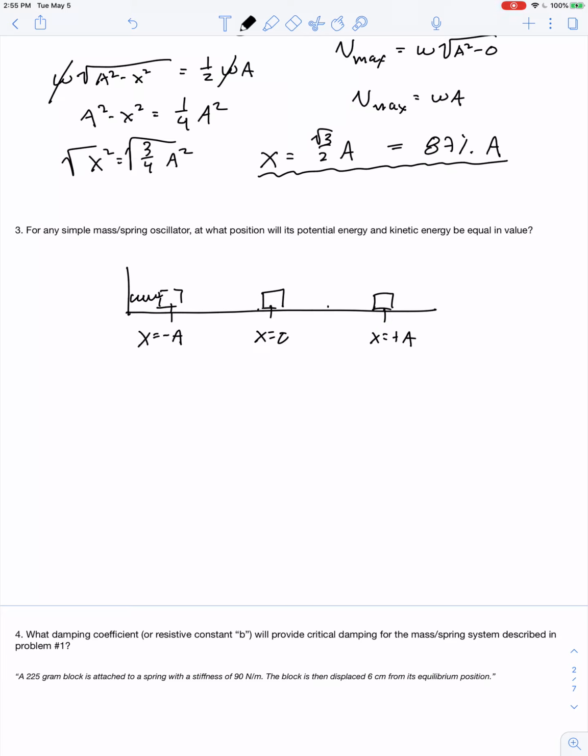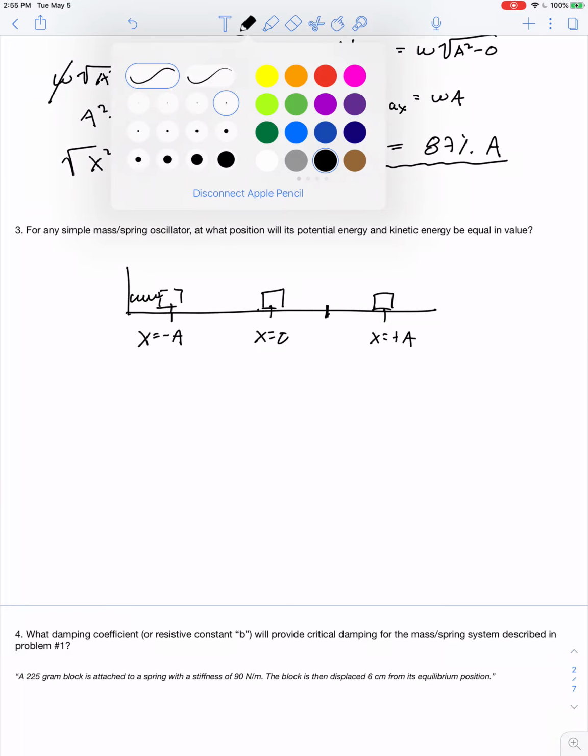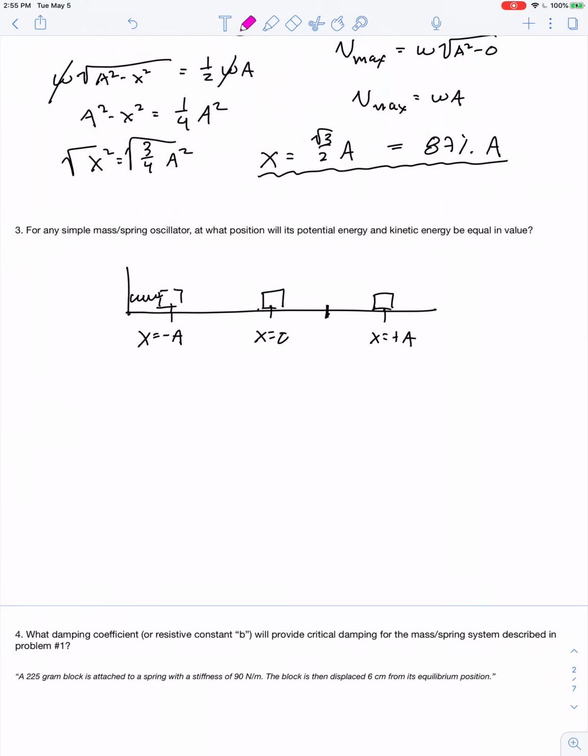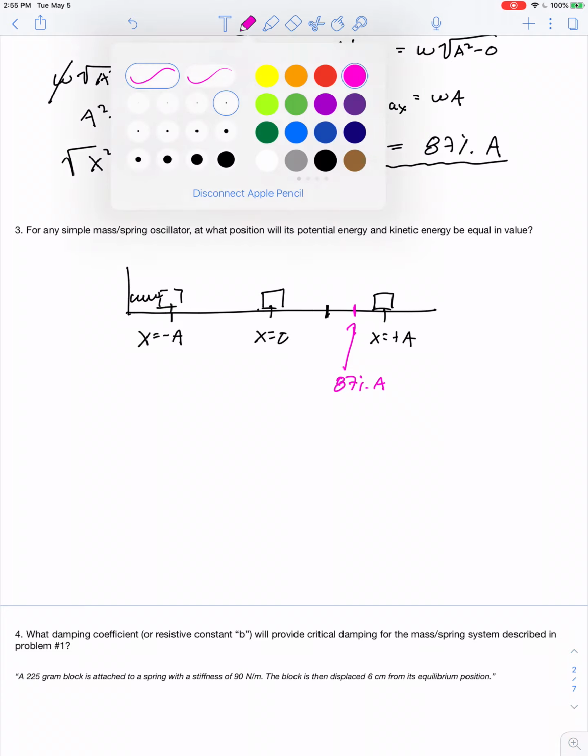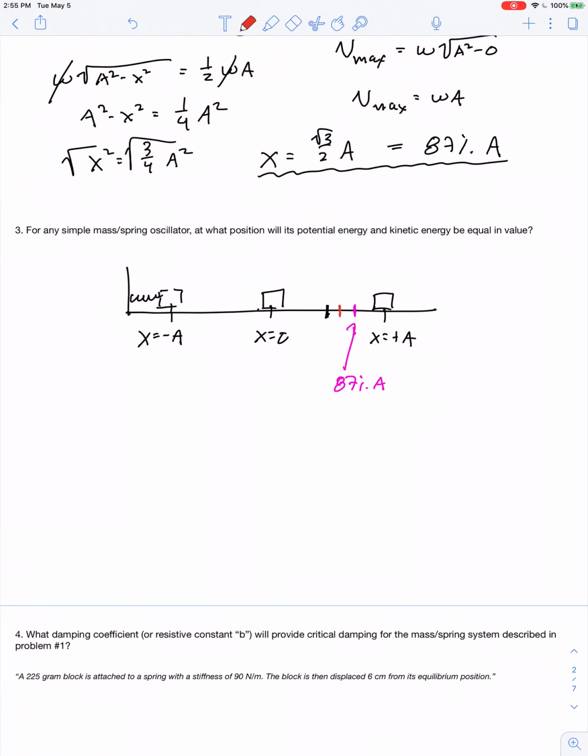So there's the halfway mark in between equilibrium position and full amplitude, and we just found there's a special point right here equal to 87% the full amplitude. Now where's this other point? Maybe it's right here. So a question mark. If that represents the place where potential energy and kinetic energy are equal in value, then how can we express that in terms of the amplitude?